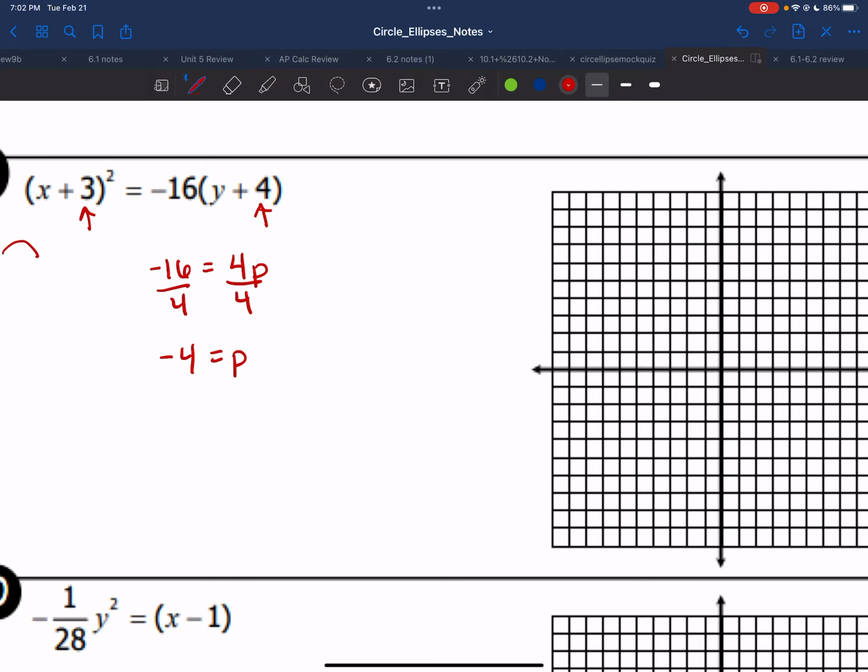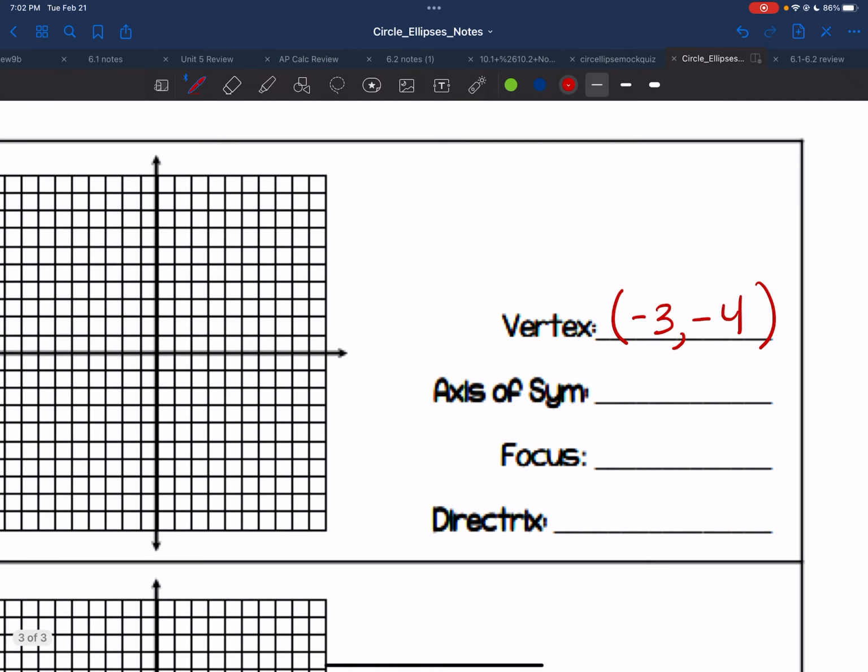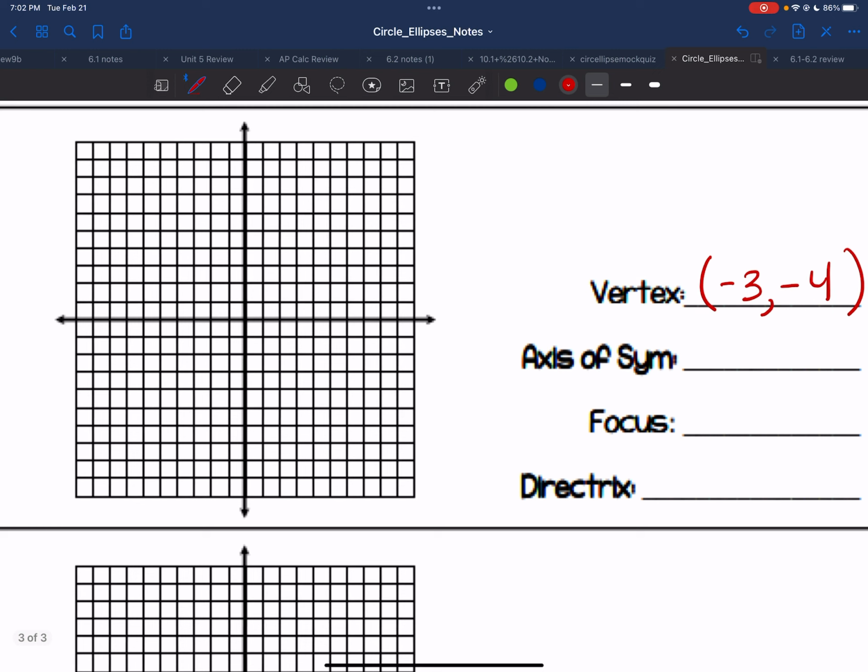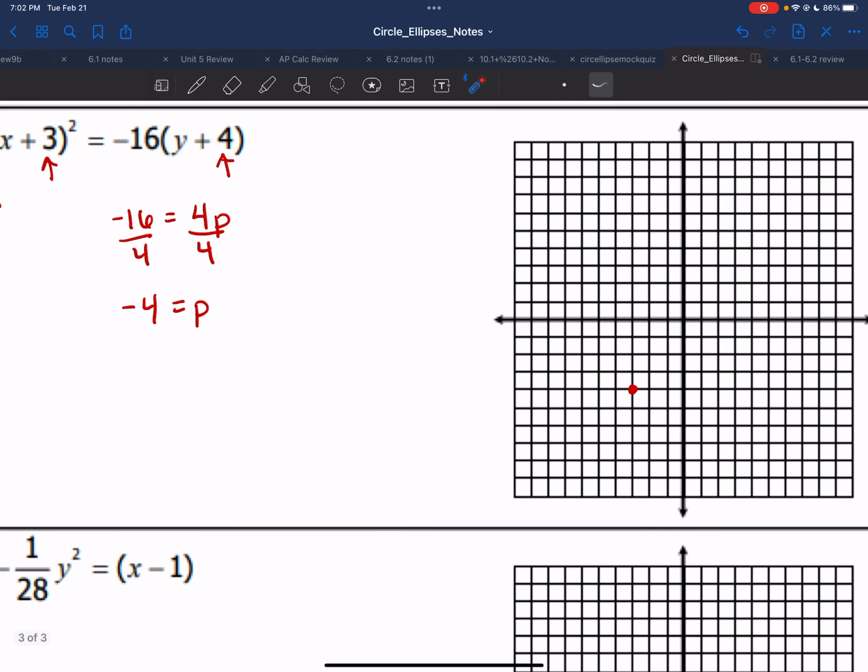So let's go over and map out where my vertex is. So my vertex is (-3, -4). So that's this dot right here. I said initially that this thing was going to be facing downwards. That means I need to go down for my focus. I need to go up for my directrix, okay? And the amount that I go is this right here.